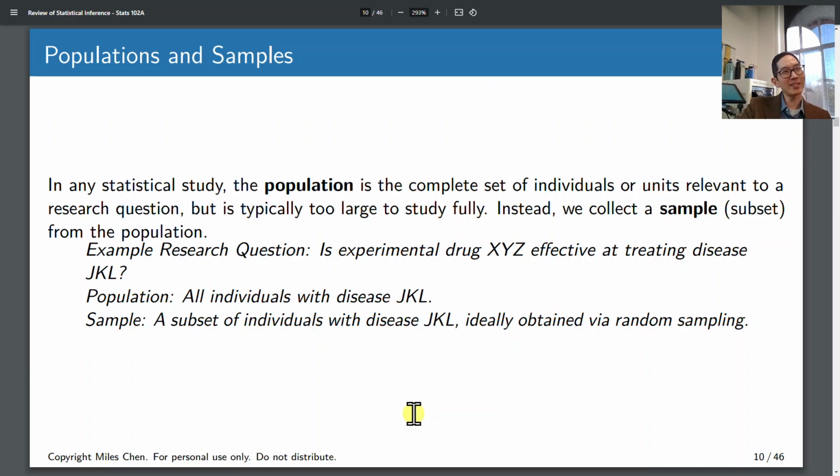Is sampling methods an elective option for you guys? No? Okay.